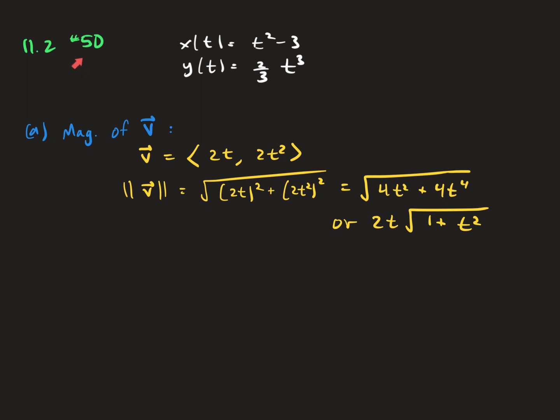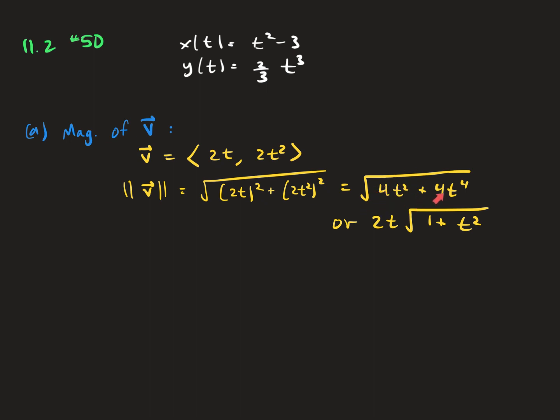In this problem, we're given parametric equations and asked for the magnitude of the velocity vector. Well, this is the position vector, so the velocity vector will be the derivative of x and the derivative of y. The magnitude of that will be the square root of the sum of the squares of those components of the velocity vector. And this squared gives you 4t squared, and this squared gives you 4t to the fourth. So there it is. That's the magnitude of the velocity vector.